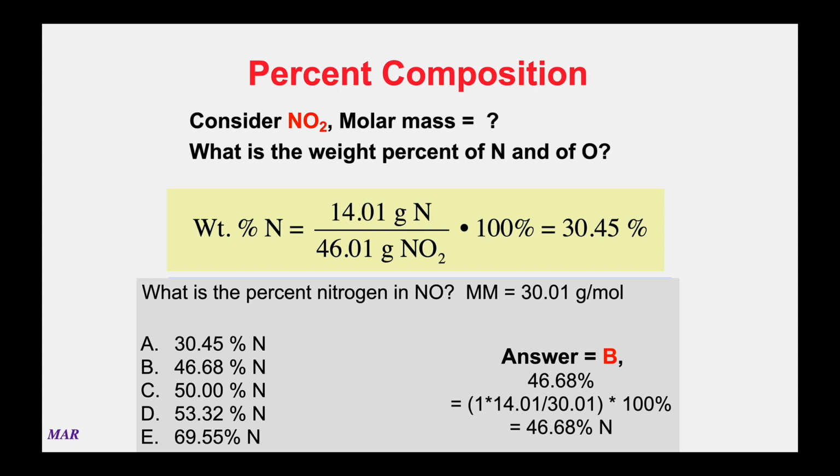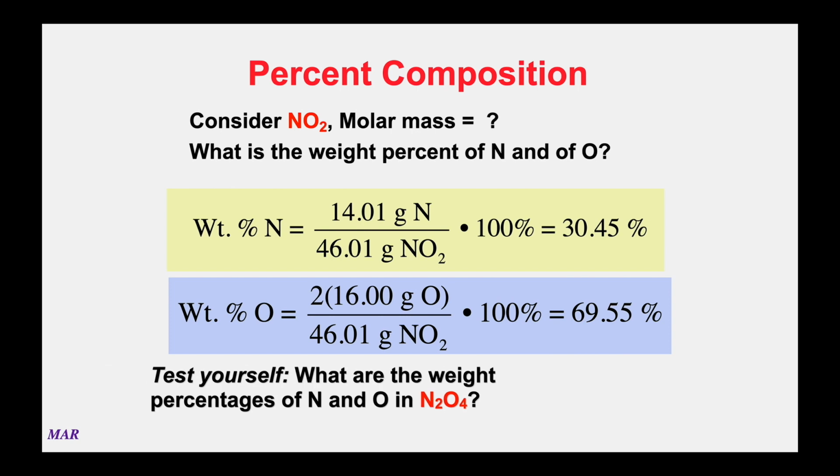So one way that chemists can distinguish one compound from another is through the mass percent or the weight percent. So for example, in NO2, the weight percent of nitrogen is 30.45%, but for NO, it's 46.68%. So that is one method that can be used to tell one compound from another.